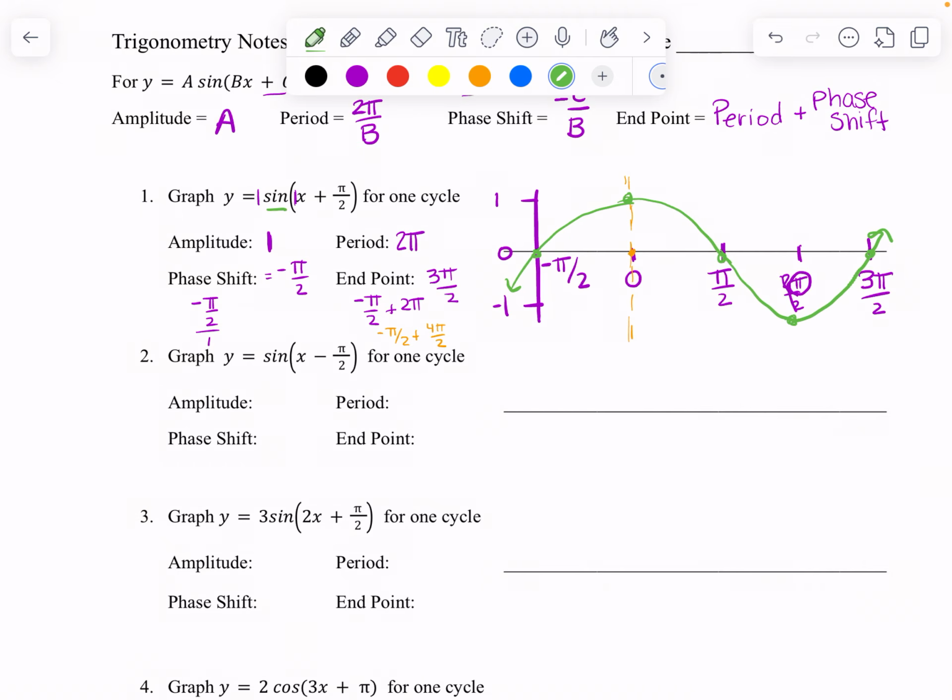Okay, so how's number 2 different from number 1? Well, this guy now has a minus sign. So he's going to be moving in the opposite direction. So my amplitude is still 1. My period is still 2 pi. But now my phase shift is a positive pi over 2. So 2 pi plus pi over 2. So 4 pi over 2 plus 1 pi over 2 is 5 pi over 2.